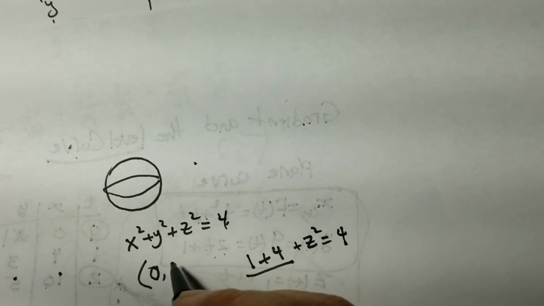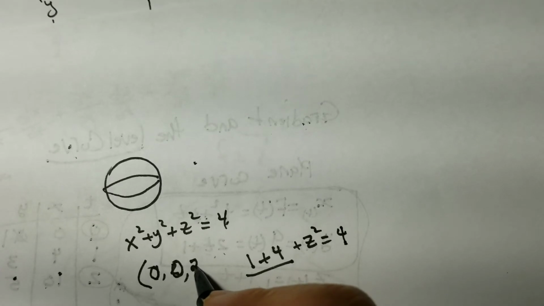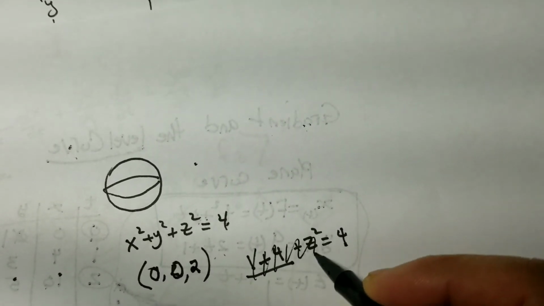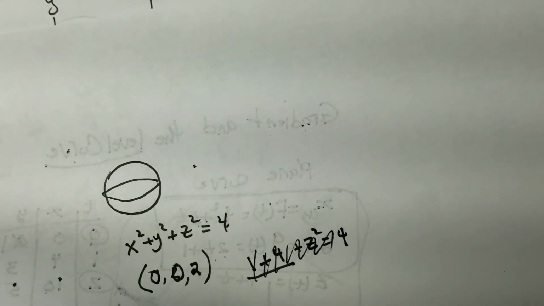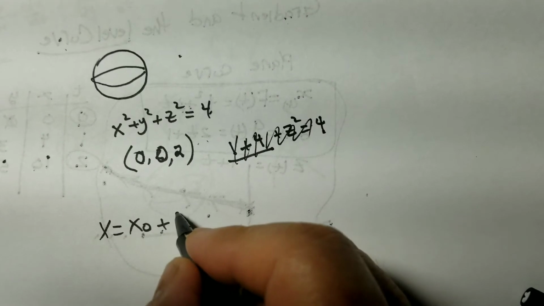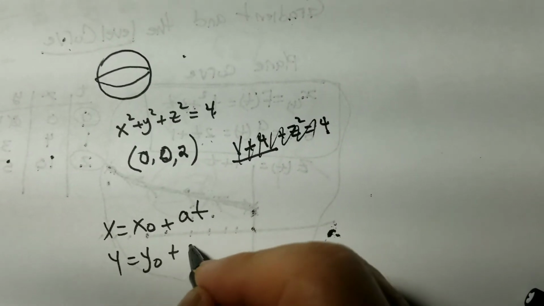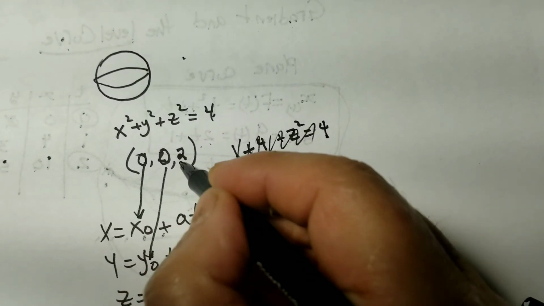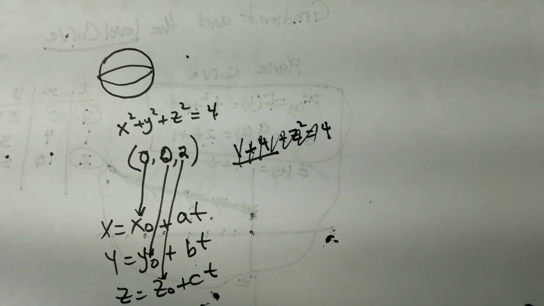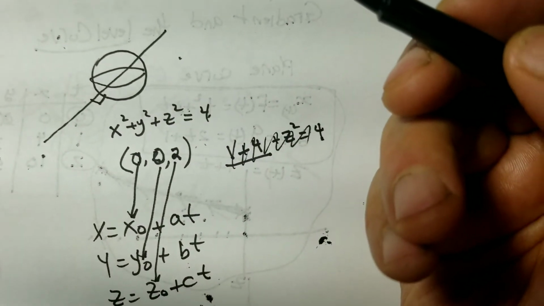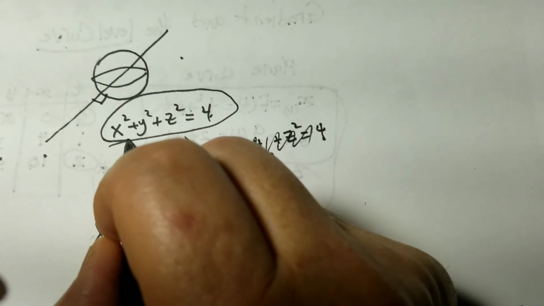I'm going to say at x of 0, y of 0, z of 2. Is that satisfied? Yes. What is the equation of a normal line? Well, first, the equation of a normal line is x equals x naught plus at, y equals y naught plus bt, and z equals z naught plus ct. This is your x naught, this is your y naught, this is your z naught. But I need a directional number. A normal line and a gradient are parallel to each other.